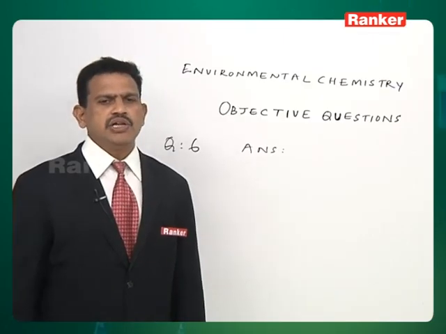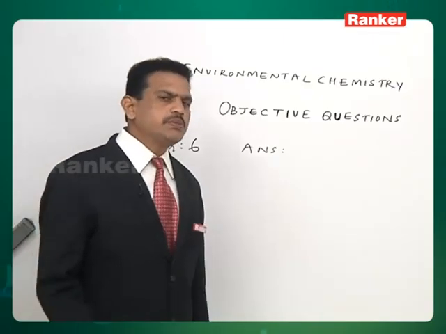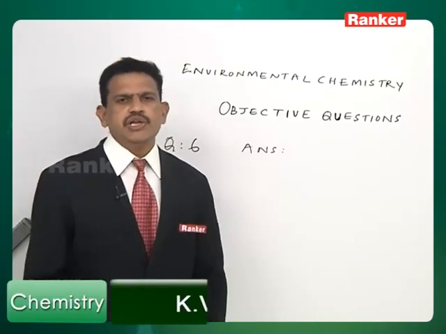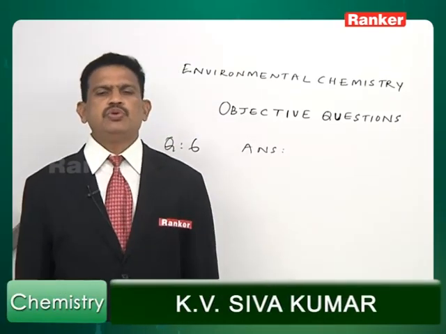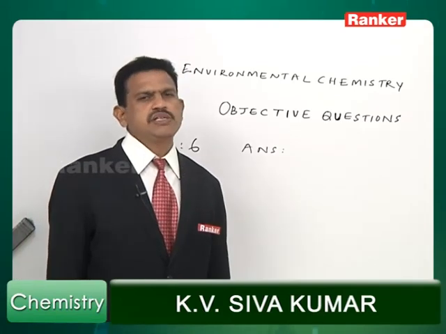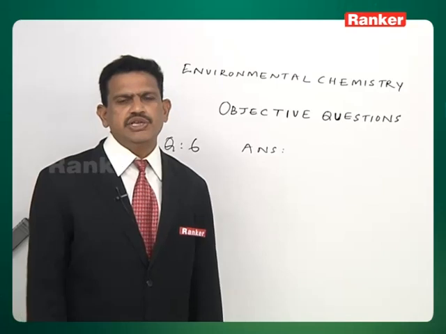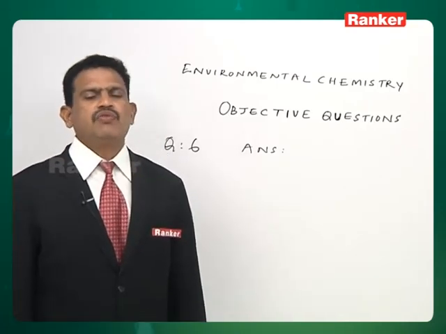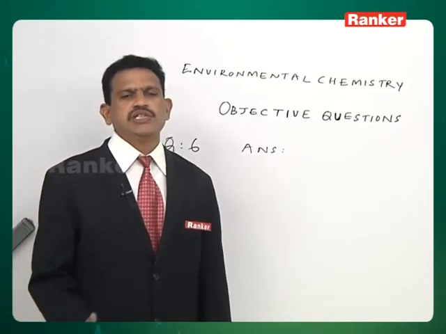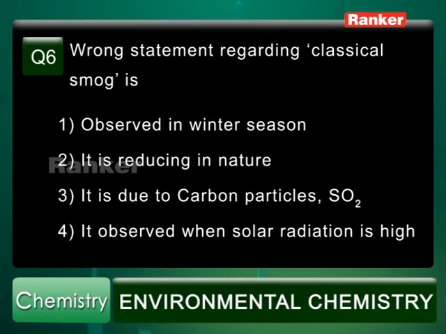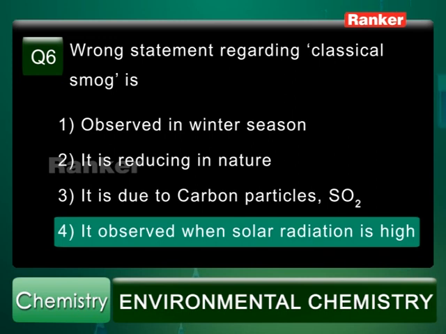Wrong statement regarding the classical smog: classical smog is nothing but a winter smog. It is reducing in nature and it is due to the presence of carbon as well as sulfur dioxide, but it is not observed in solar radiation. That is called photochemical smog, which is oxidizing in nature. That is called summer smog. Therefore, what is the wrong option among these? We can go for option 4.